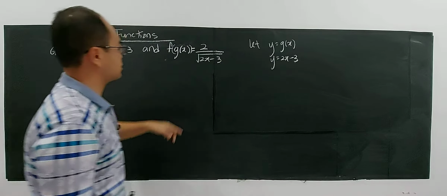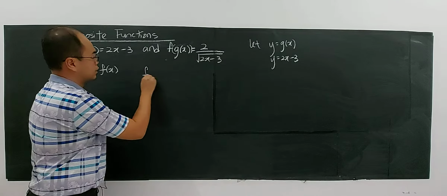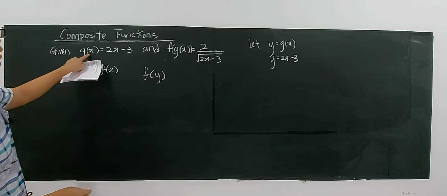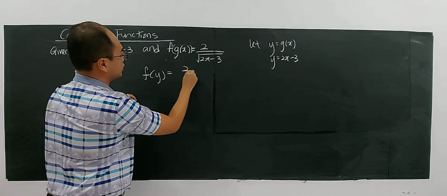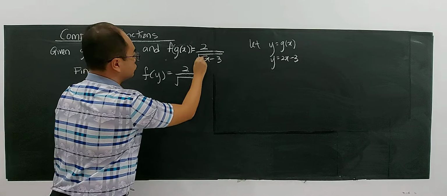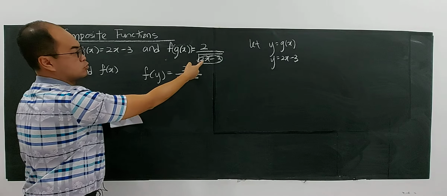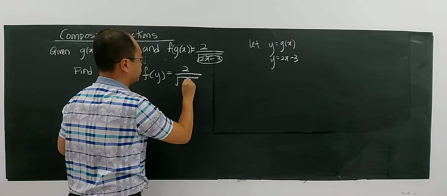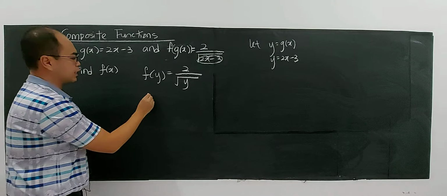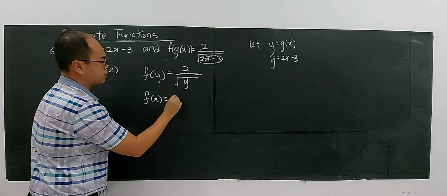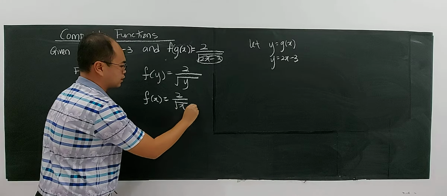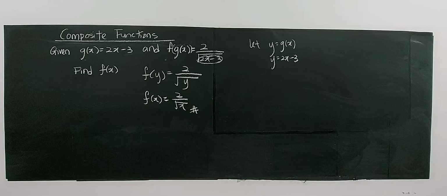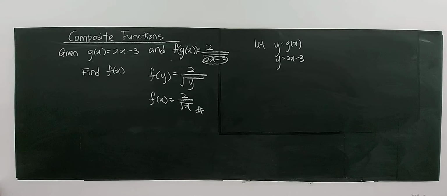Actually, in this question, it's quite clear that g(x) will become your y. And you can see that 2x minus 3 is exactly here, so very directly you can replace this whole thing with y. From here, you already can get f(x). You know that f(x) will be 2 over the square root of x. So this will be your answer. As simple as that for this question. Okay, we will go for another example so that you have a better understanding.